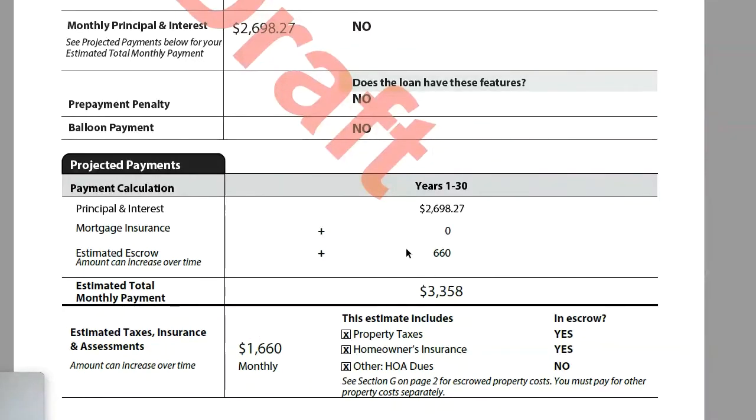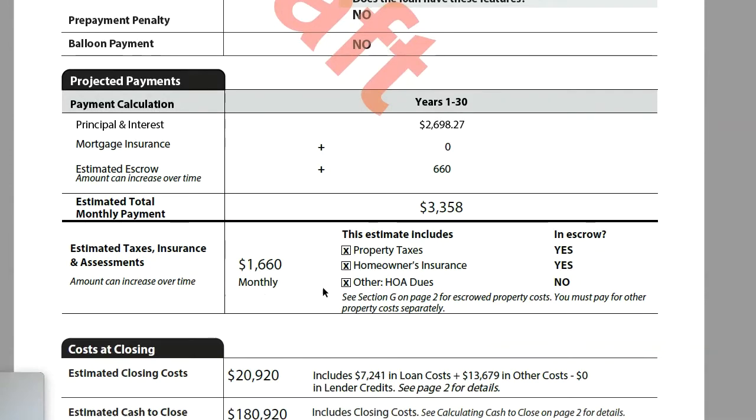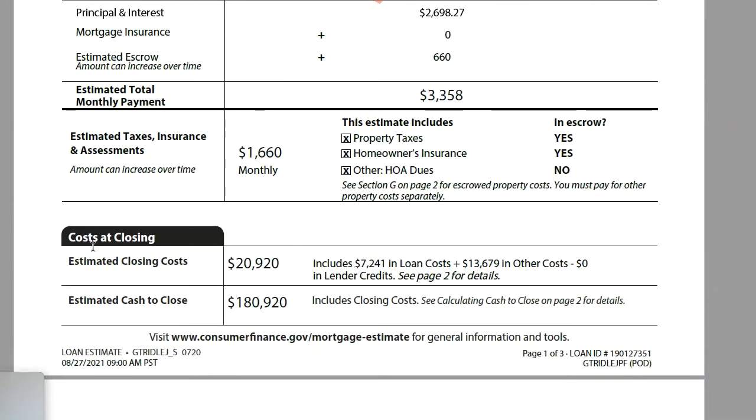So the actual mortgage payment, or total payment, is going to be $4,358 when you calculate all the costs associated with it. But this $3,358 will be paid to the mortgage company, which includes the escrow account, and an extra $1,000 a month will be paid out to the HOA. Then it gives you the final cost at closing. It says your total cash to close would be $180,920, and it says $20,920 is your estimated closing cost.